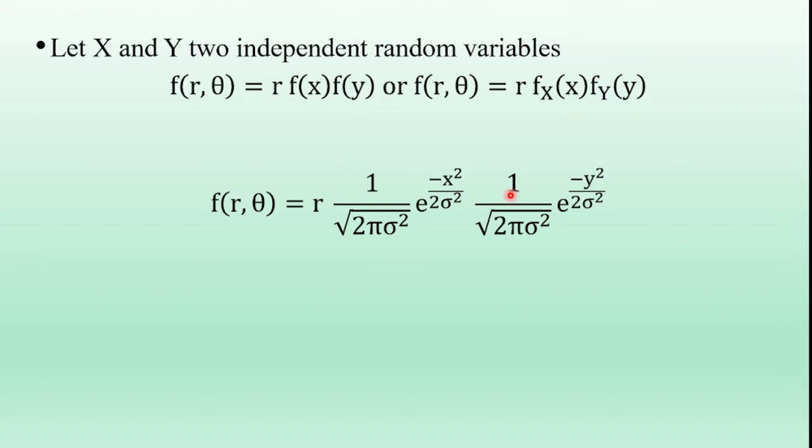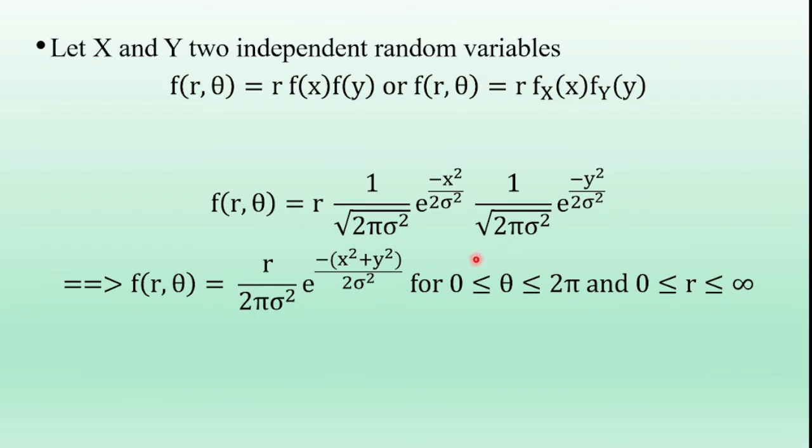Fy of y is 1 by square root of 2 pi sigma square into e power minus y square by 2 sigma square. So 1 by square root of 2 pi sigma square into 1 by square root of 2 pi sigma square is 1 by 2 pi sigma square. So that is f of r comma theta is equal to r by 2 pi sigma square.